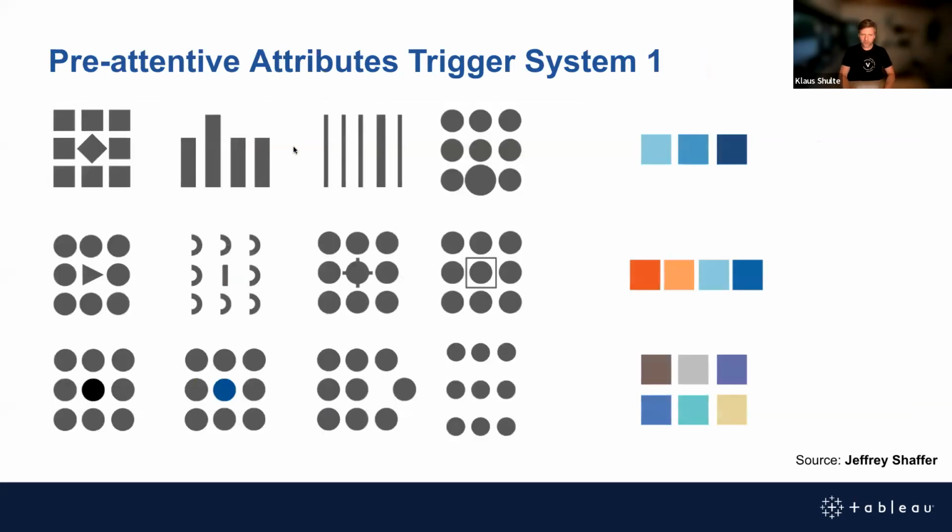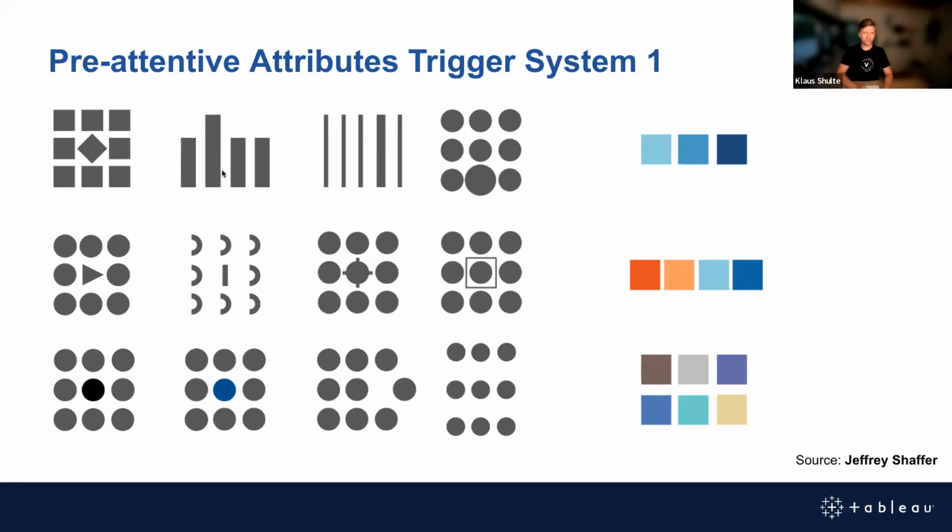Okay, when we talk about system 1, the question is, how can we trigger system 1? And this is where the pre-attentive attributes come into place. These are the attributes we use when we visualize data and when we work with data in Tableau. When you look in here at the left side into these packages, there's always one element that is different from the others, and our attention is immediately drawn and focused to this element being different.